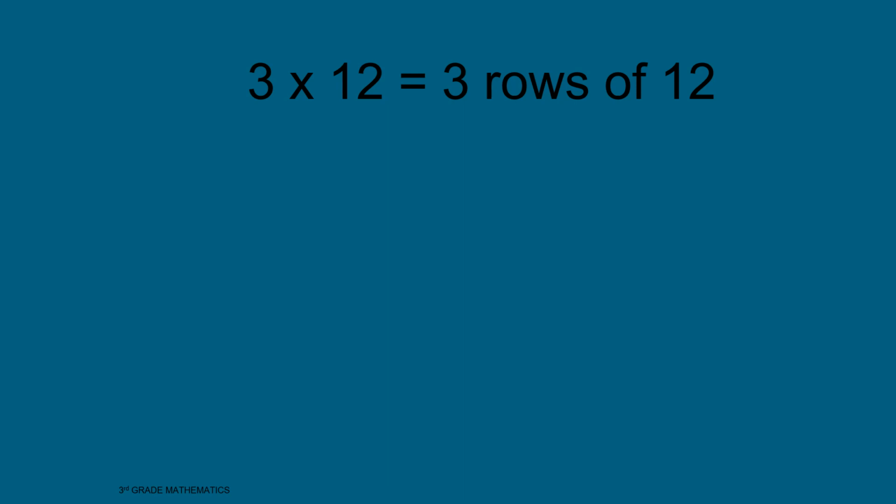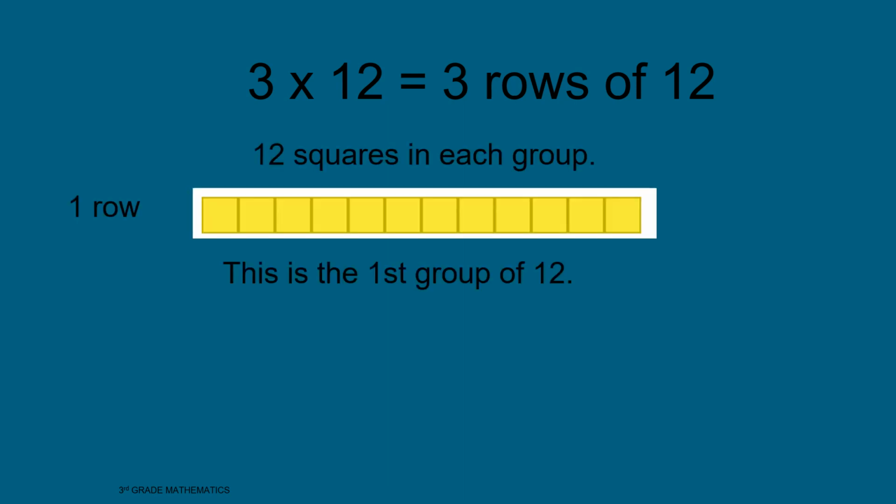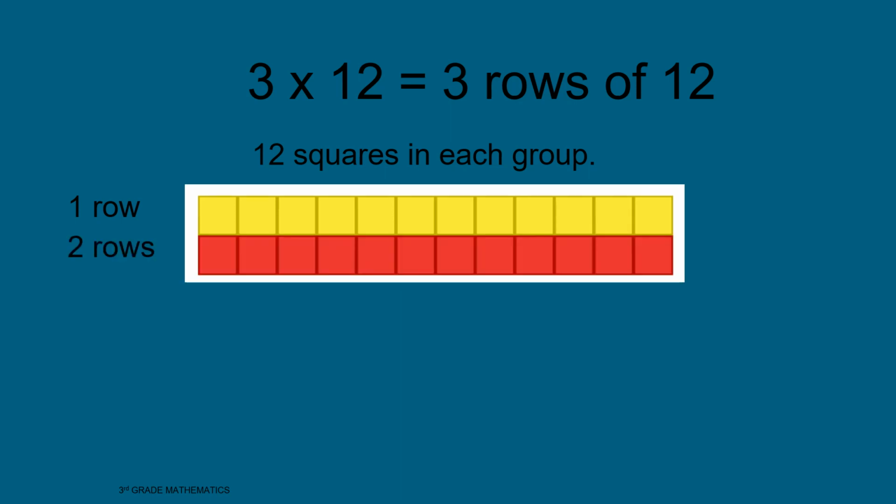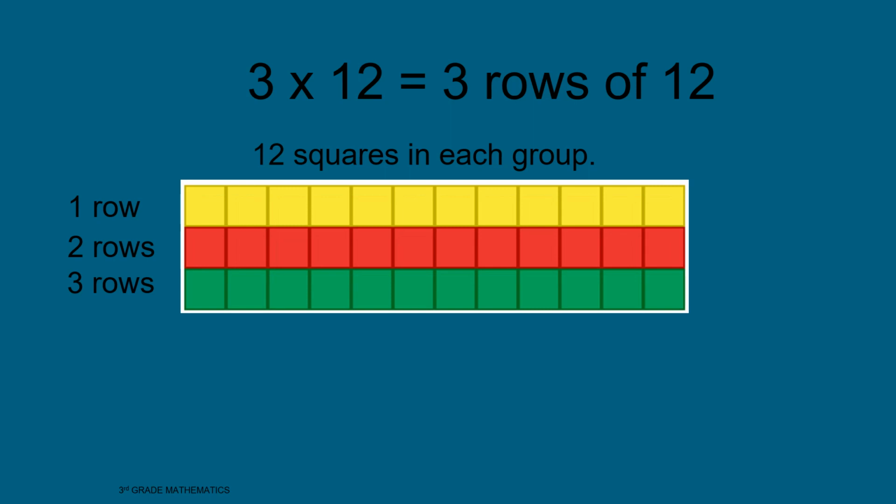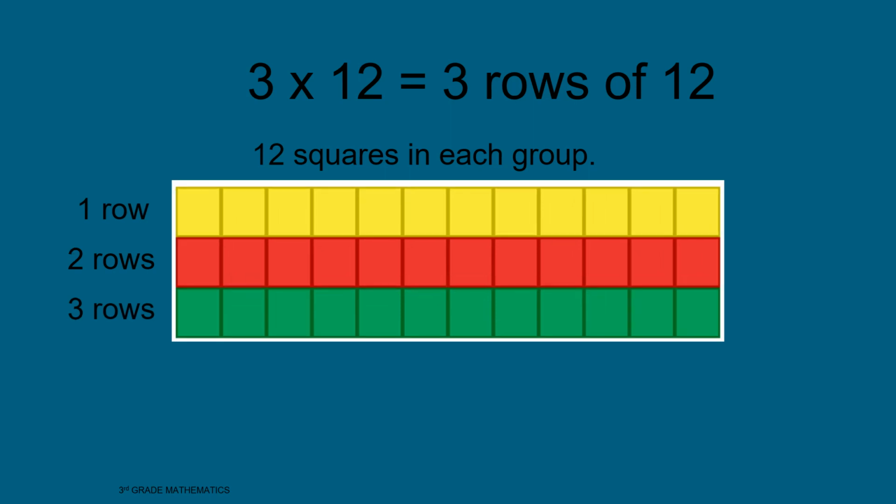The problem we're going to solve first is 3 times 12, which is also 3 rows of 12. So let's make that array. Here's one row of 12, another row of 12, and a third row of 12. We can also think of this array as an area model, and we need to figure out how many squares there are that cover it.